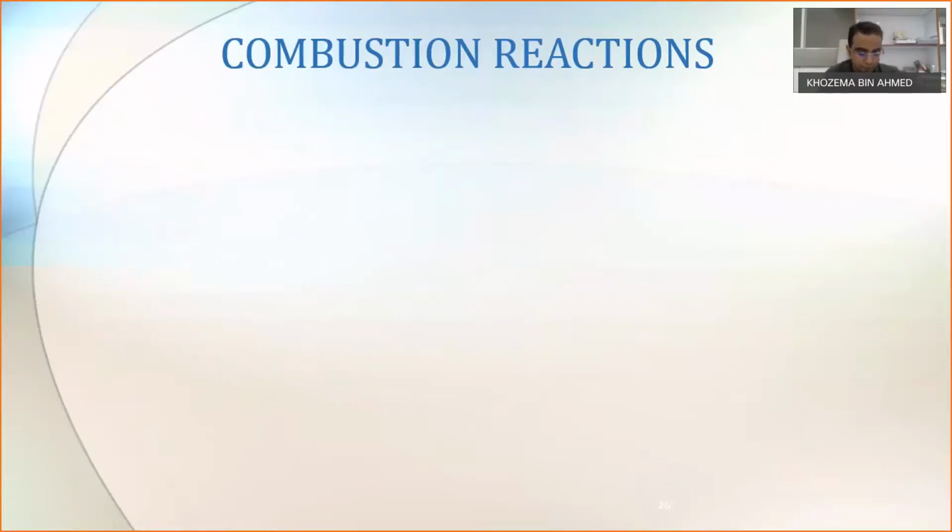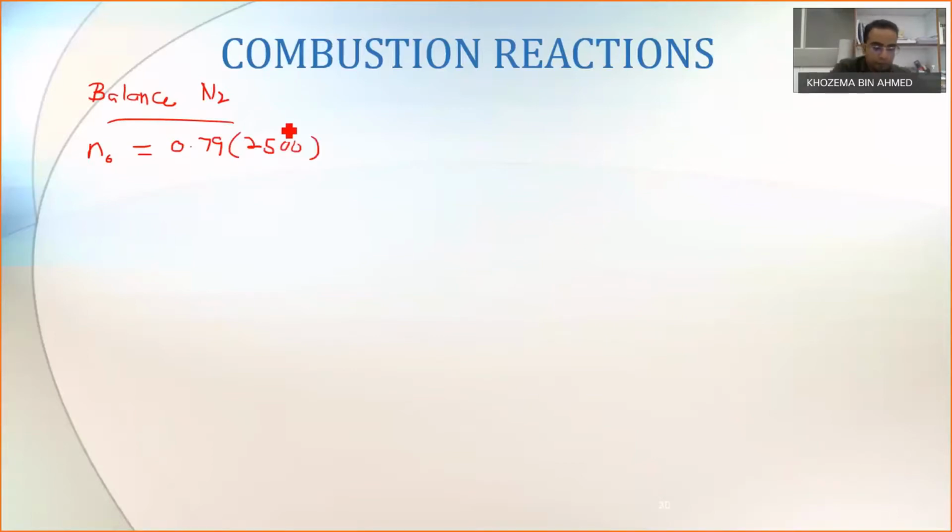So now I have gotten the value of N1 until N5. The only thing left is that we do balance on nitrogen gas. Since it is inert, input is equal to output. So my N6 is equal to 0.79 times the value of the feed of air, which is 2500, and I'll get a value of N6 is equal to 1975 mole. So we have gotten all the values of N1 until N6.